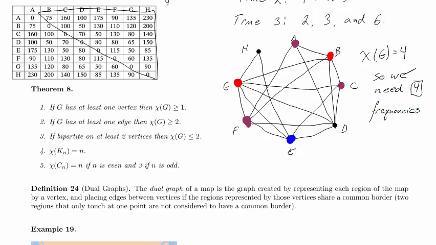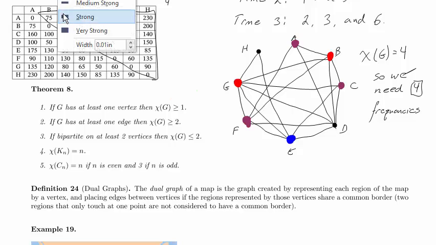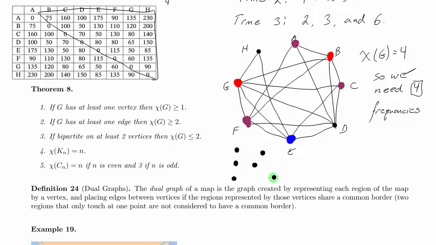So a theorem related to the chromatic number, if we have at least one vertex, then the chromatic number is going to be at least 1. If we have at least one edge, then the chromatic number is going to be greater than or equal to 2, because the adjacent vertices are going to need different colors. If we have a bipartite graph on at least 2 vertices, then the chromatic number is going to be less than or equal to 2. Remember, bipartite means that we're going to have 2 sets of vertices. We can partition them in such a way that for every edge, one of the endpoints is in one of the sets and the other endpoint is in the other set.